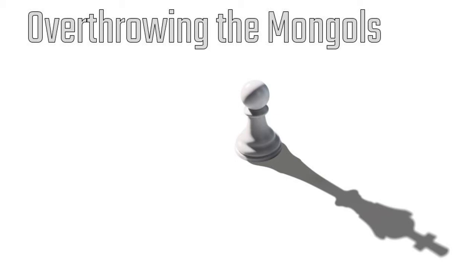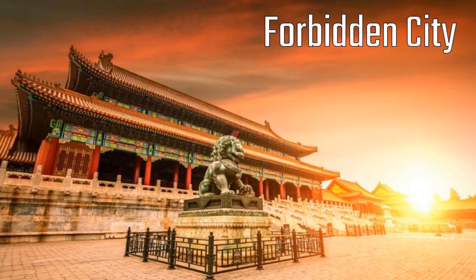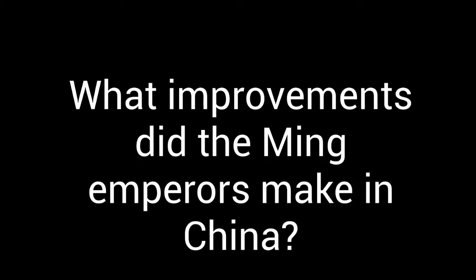Yongle built a new capital city at Beijing. A large group of palaces and temples stood at the center of the city. These buildings were surrounded by 35-foot-high walls. Commoners and foreigners were not allowed to enter this area. As a result, this group of buildings became known as the Forbidden City. Think about this: what improvements did the Ming emperors make in China?